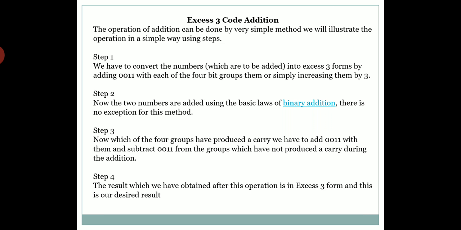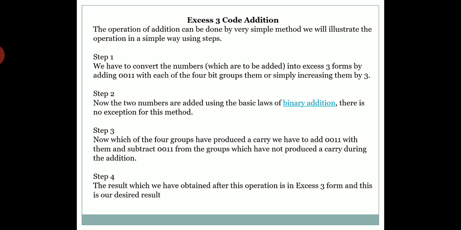Next, step 2. Now the two numbers are added using the basic laws of binary addition. There is no exception for this. That means we are using only binary addition here. Next, step 3. Each 4-bit group which has produced a carry, we add 0011 to it, and we subtract 0011 from the group which has not produced a carry during the addition. If we get a carry, then we add 0011. Otherwise we subtract 0011.